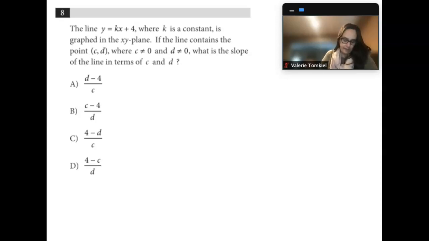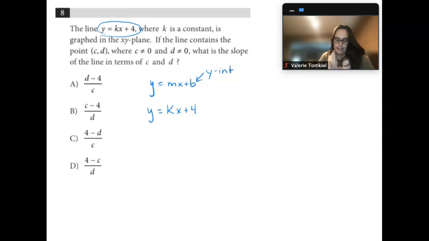The question gives a line, y equals kx plus 4, where k is some constant. I'm hoping you remember from algebra class that this is slope-intercept form, so y equals mx plus b. For us, it says y equals kx plus 4. So 4 is the y-intercept, and k must then be the slope. All right, so we know our slope and our y-intercept is 4.